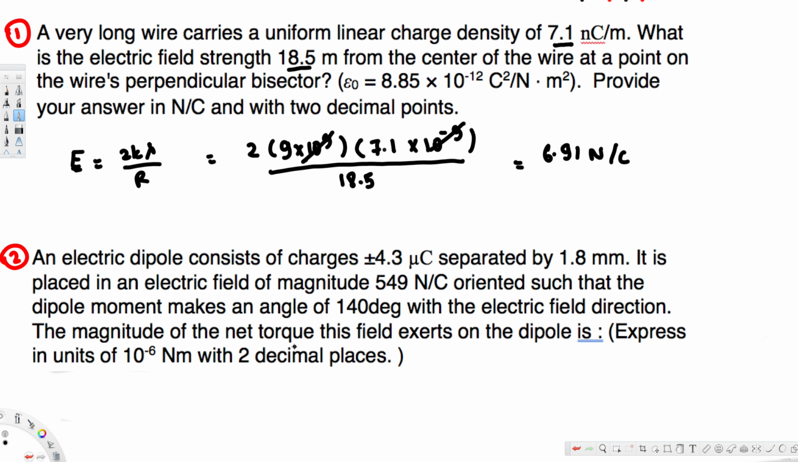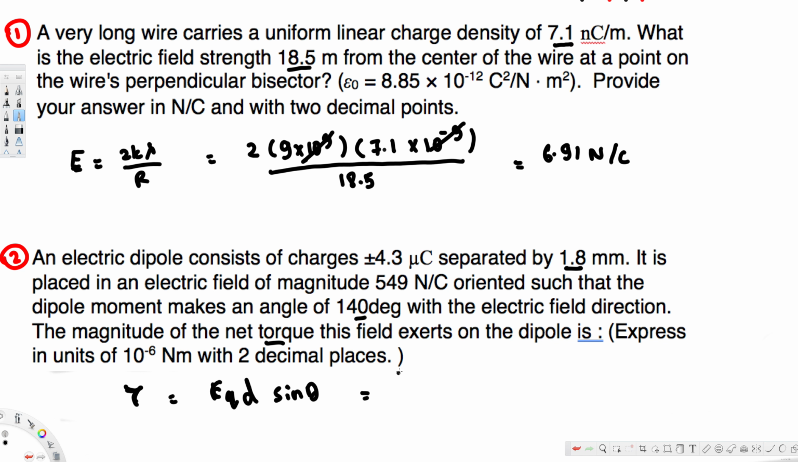So we are trying to find the torque, and this is an electric dipole. Now when we have a dipole and they ask for the torque, we can use this equation: torque is equal to EQD sine theta, right? Here E is electric field, Q is charge, D is the separation, that is 1.8 millimeter, and theta is this angle right here. Now all we have to do is just plug in the values. Let's go ahead and do that.